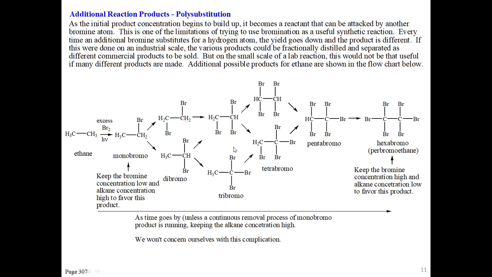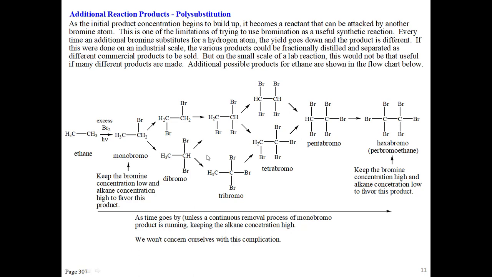And then these could react again to give us four bromines on there. And that would give us two possible products. And then each of these could react again to the identical product of 5 bromines on there. And this could react again to give us 6 bromines on there. And when there's all bromines at every single position, we call that a per-something. Perbromo, perfluoro, perchloro. In this case, perbromoethane. Okay? So these are all possible products.